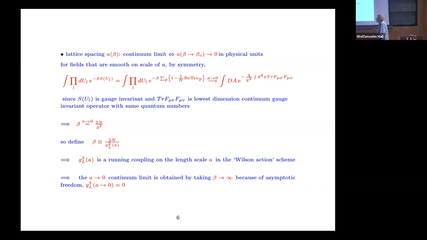But one thing you do know, although you may not know how this varies in general with the scale a, is that once a becomes small, because of asymptotic freedom and the fact that the first two coefficients of the beta function are universal, you know that as the lattice spacing goes to zero, g squared goes to zero. So therefore beta goes to infinity. So you know where to look for your continuum limit. You just keep increasing beta, do calculations at larger and larger beta, and eventually extrapolate your results to beta equals infinity. And that's because of asymptotic freedom, which you know in advance.